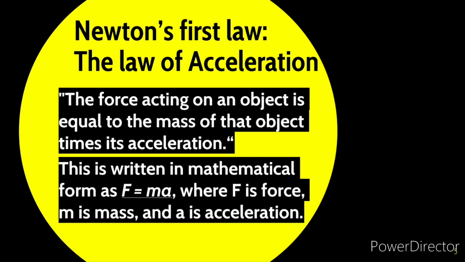The letters there are underlined and italicized, bold, to indicate that force and acceleration are vector quantities. This means they have both magnitude and direction. The force can be a single force, or it can be the vector sum of more than one force, which is the net force after all the forces are combined.